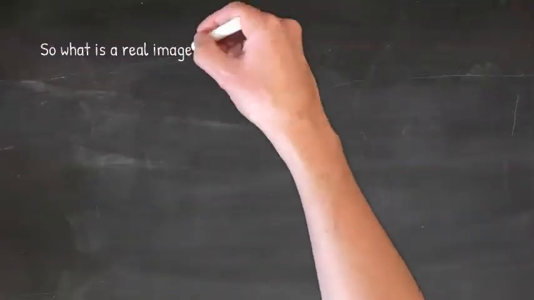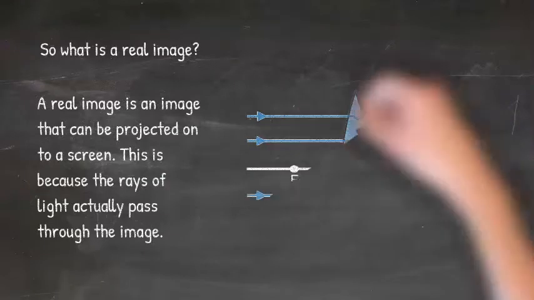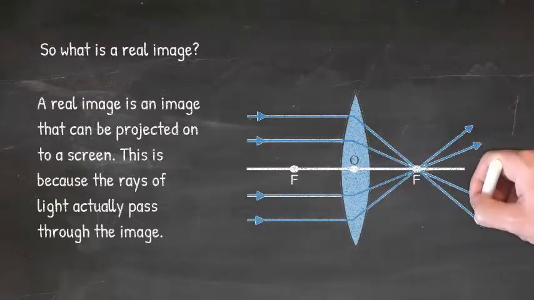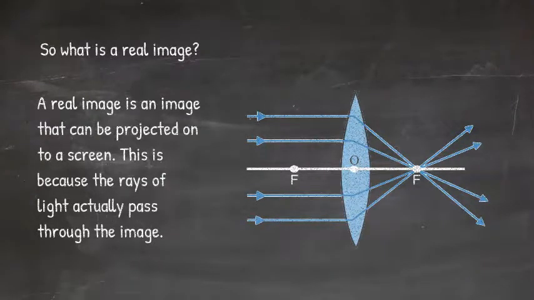So what is a real image? Well, a real image is an image that can be projected onto a screen. This is because the rays of light actually pass through the image. In this example, the image is formed at the focal point on the right. Notice how the light rays actually pass through that point.